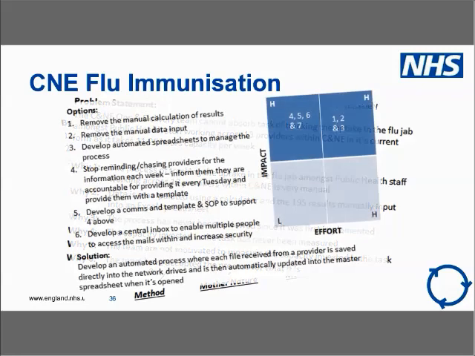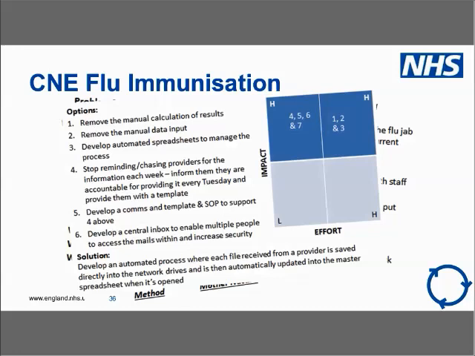And then they looked at, okay, what are the options we've got, and what are the impacts of those options? So they used what's called an impact matrix there on the right-hand side, and they said, okay, well, is there anything that has a high impact and is relatively low effort to implement? And if anything falls into those categories, then we should be looking at those solutions. So the solution they developed was an automated process where each file received from the provider is saved directly onto the network drives and is then automatically updated into the master spreadsheet when it's opened.